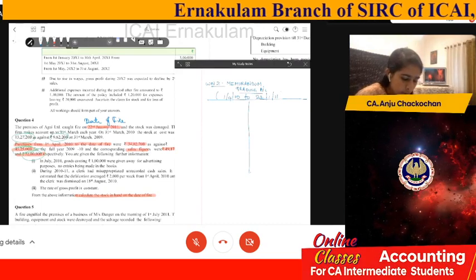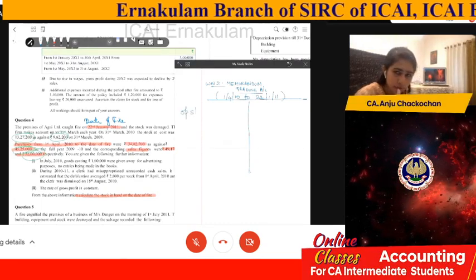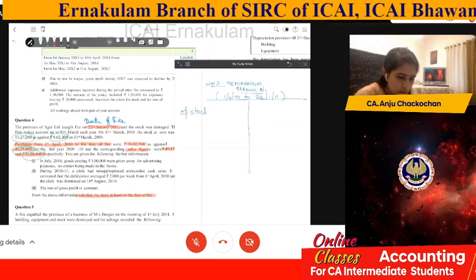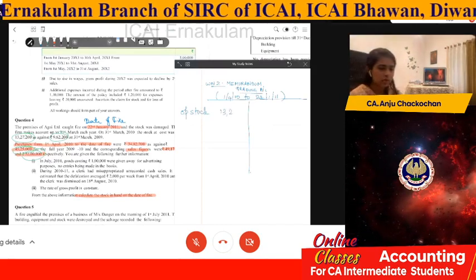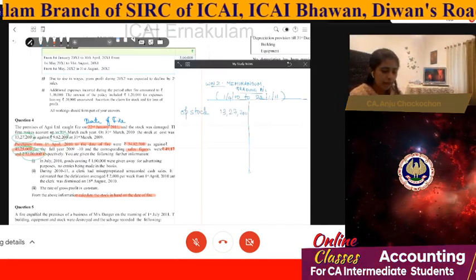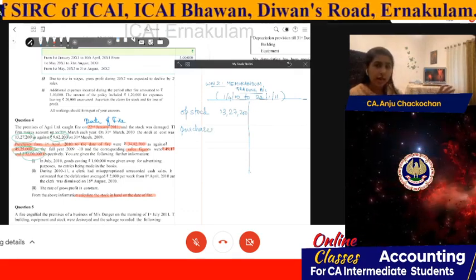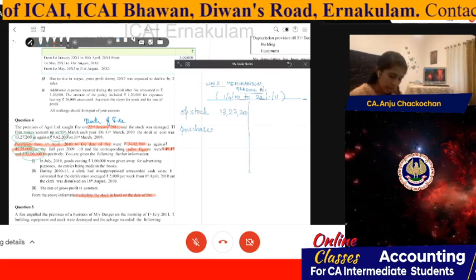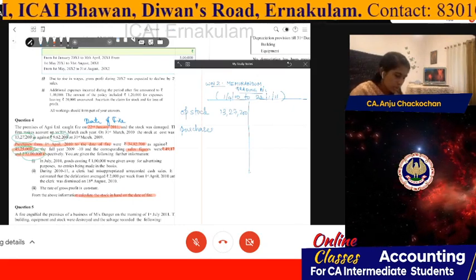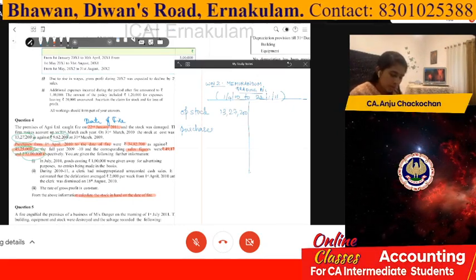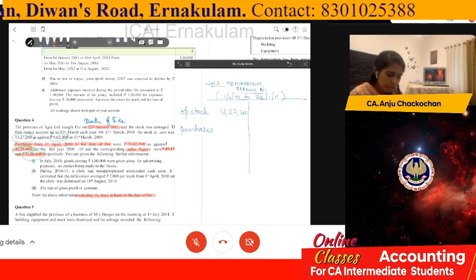So we have the opening stock, which you can pull from the previous trading account, which is 13,27,200. And then you have the purchases. I'm just taking up the figure straight from the question, okay? The purchases is 34,82,700. We'll see for the adjustments.